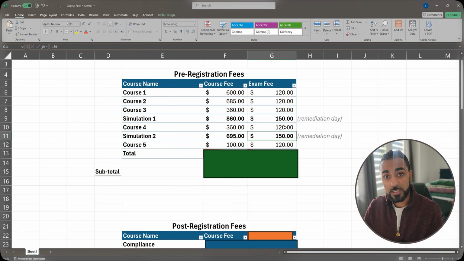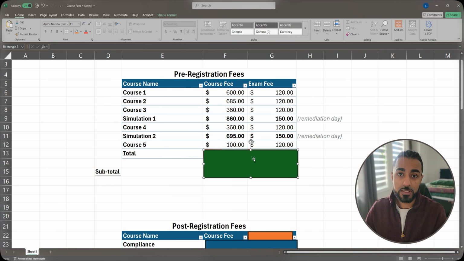So if you fail the first exam, your remediation day to pay for that additional exam is going to be an additional $150. So for some of you, if you just go through the simulations and you pass on the first try, you shouldn't really have to pay that additional $150. Although if you do fail, you have another chance before having to redo the whole thing. So then you might have to pay that $150 in that case.